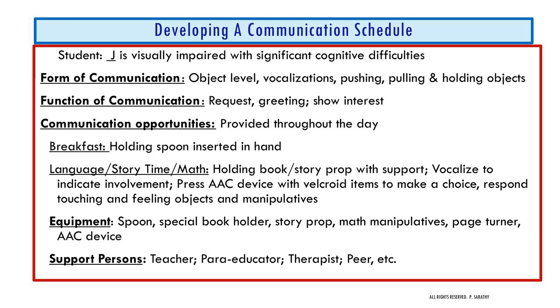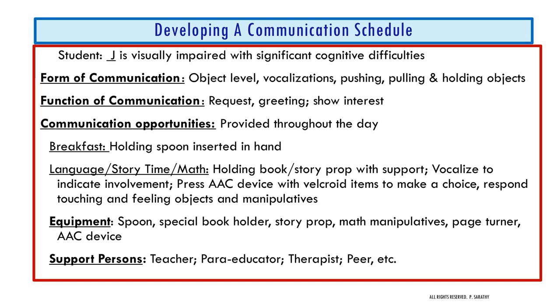We have a student here, Jay. He is visually impaired with significant cognitive difficulties. So he is at the object level of communication. He uses occasional vocalization. He pulls, pushes, holds objects. What we want this communication to help him with is to be able to make requests, to be able to greet, to be able to show interest in the lessons that are being taught.